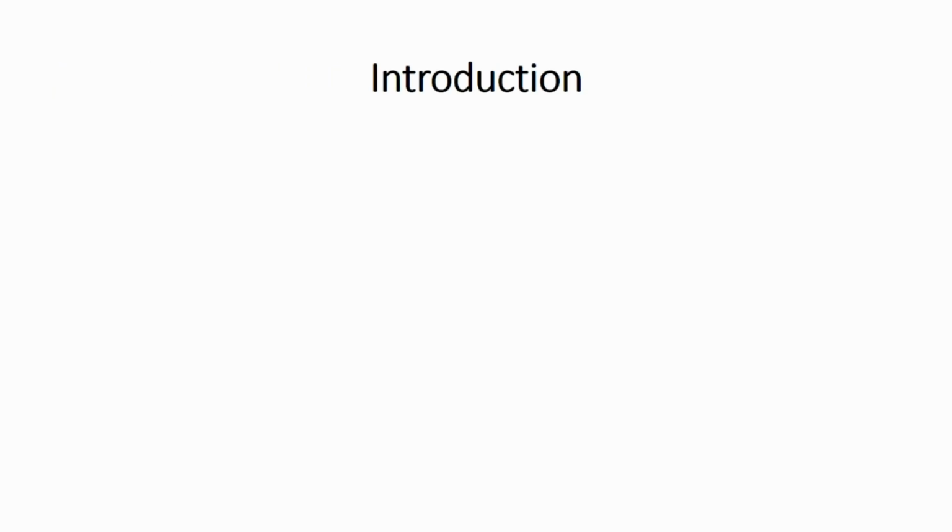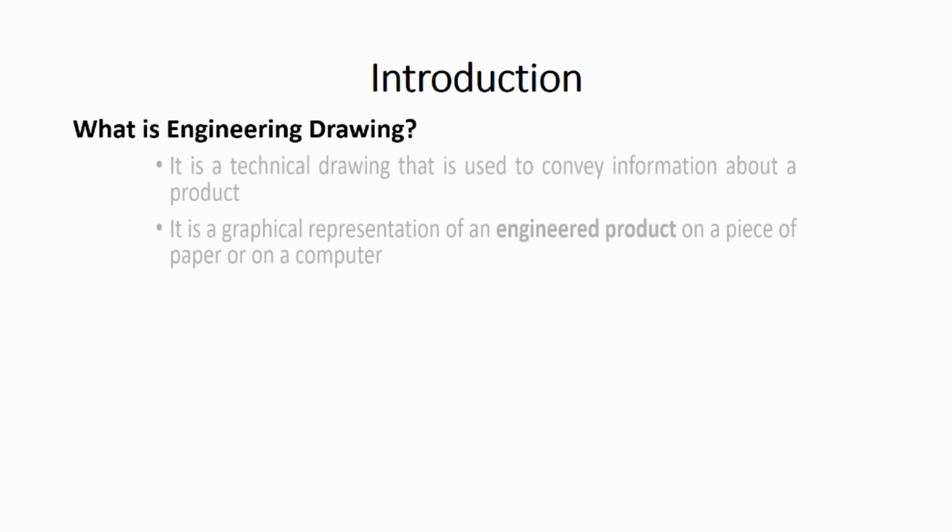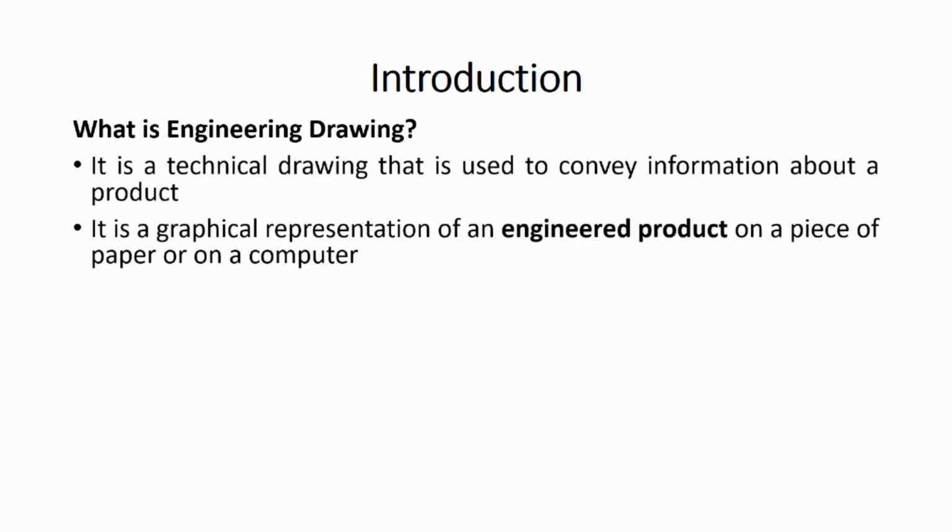After having discussed the term drawing in general, we shift our focus to an important question. What is engineering drawing? Defining engineering drawing, one could say that engineering drawing is a technical drawing that is used to convey information about a product. It is also defined as a graphical representation of an engineered product on a piece of paper or on a computer. That brings us to the next question: why do we need engineering drawing?